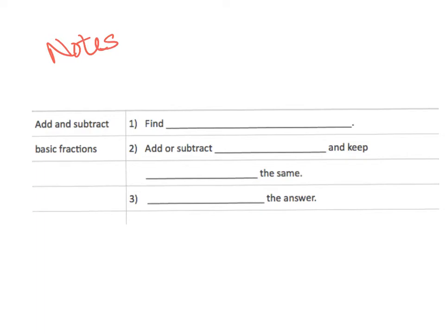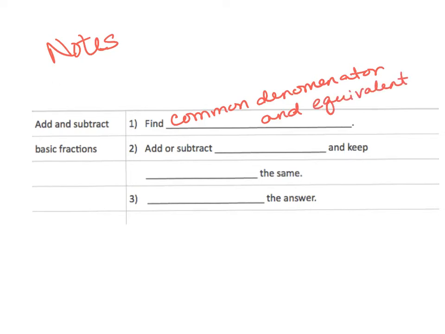To add and subtract fractions, we are going to do 3 basic steps. Number 1, we are going to find a common denominator and also equivalent fractions. That's going to be our first step. Our second step is to add or subtract the numerators. And in this case, we're just going to be adding. And we're going to keep the denominators the same.